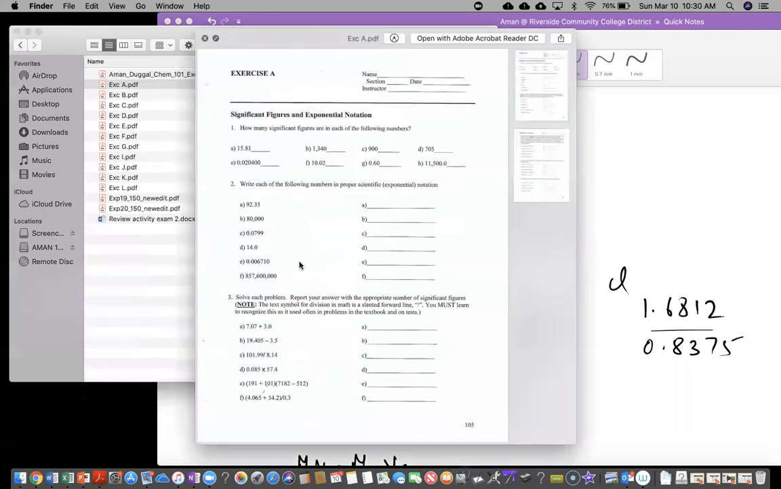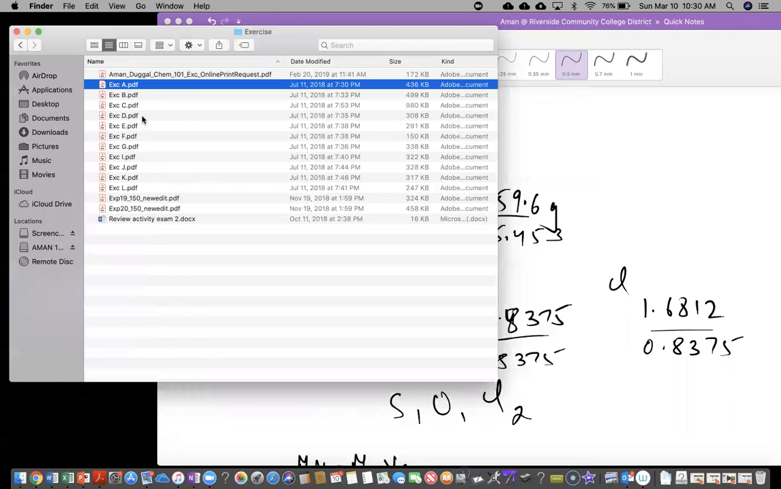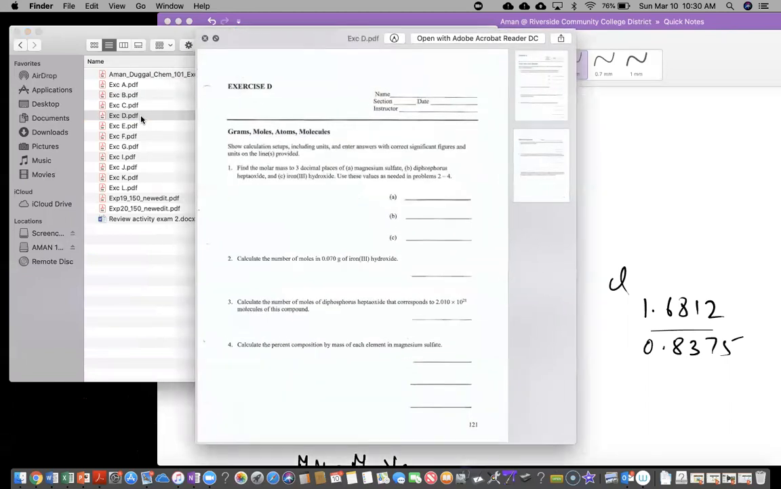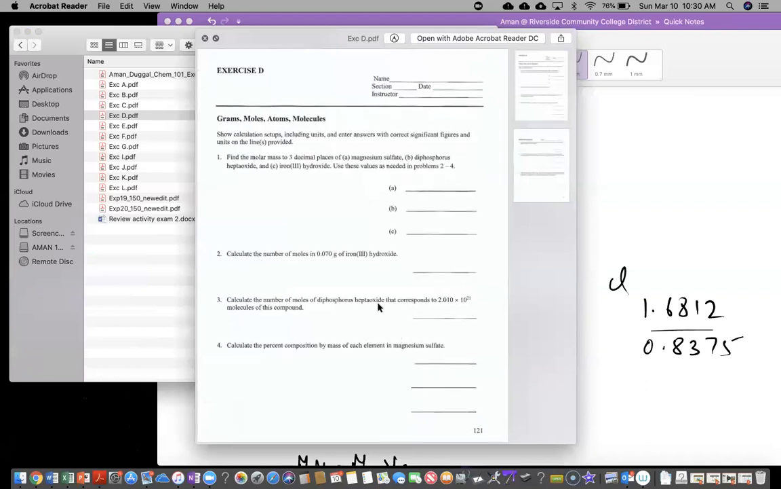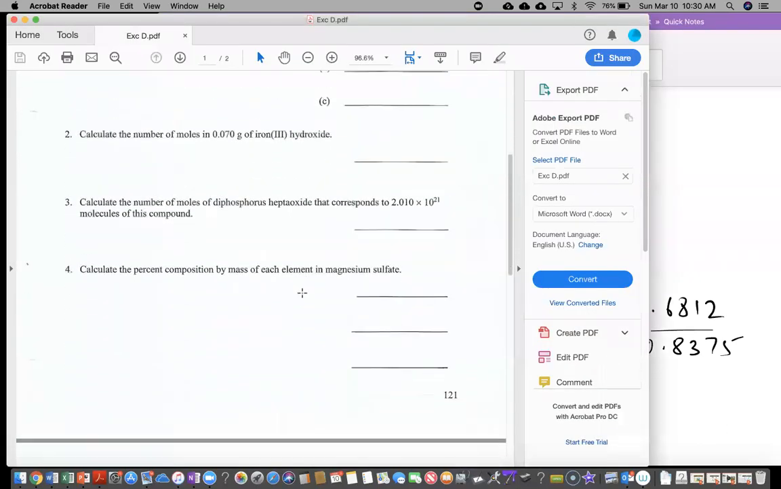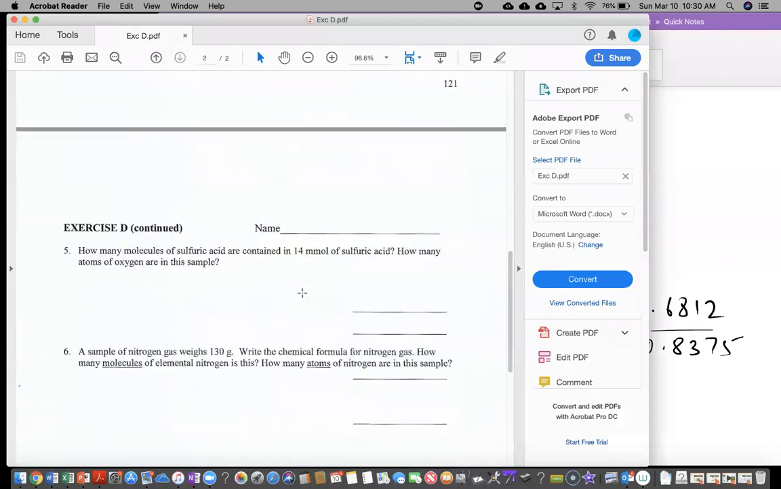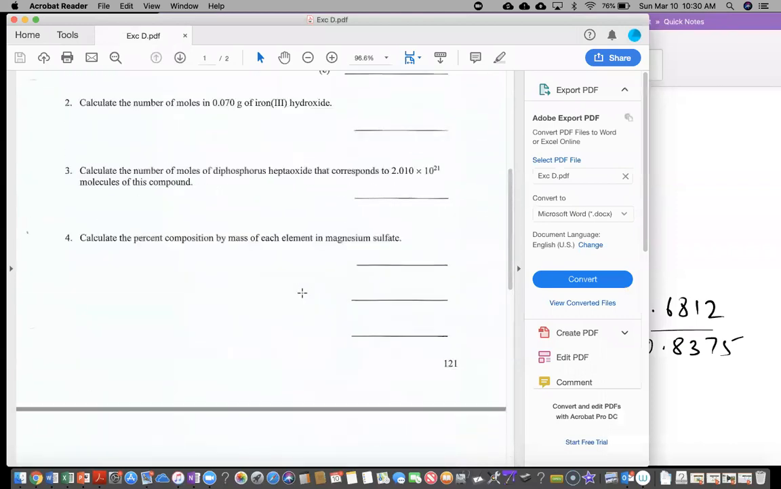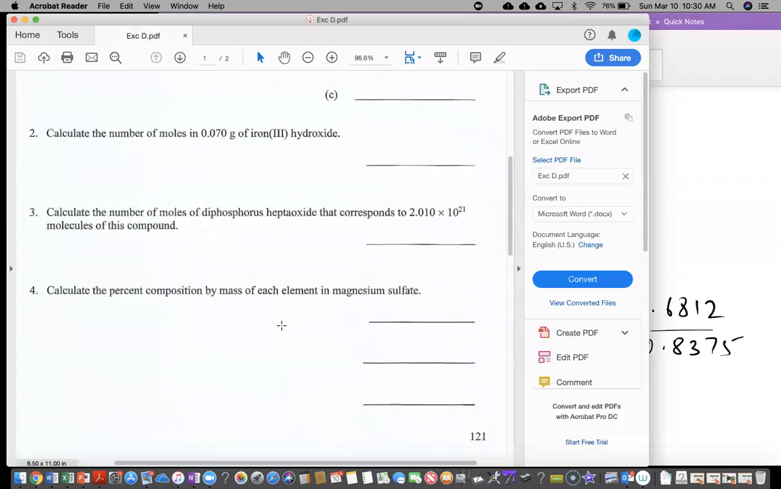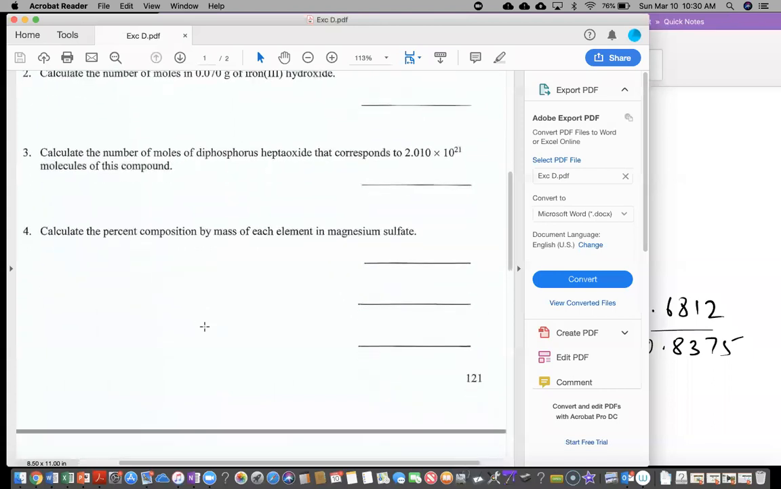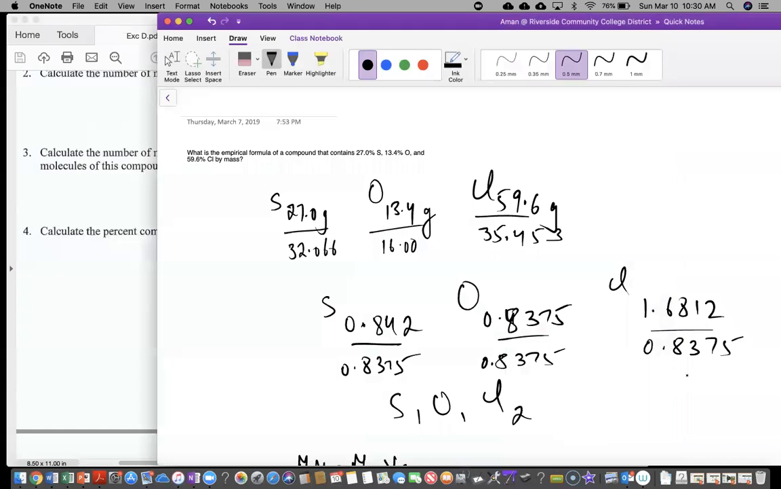Alicia, do you have a question that you want me to work on? Here we got this one. So there's one question here. The question is saying calculate the percent composition of mass of each element in magnesium sulfate. So I'm doing exercise D, question number 4. It says find the percent composition of magnesium sulfate.